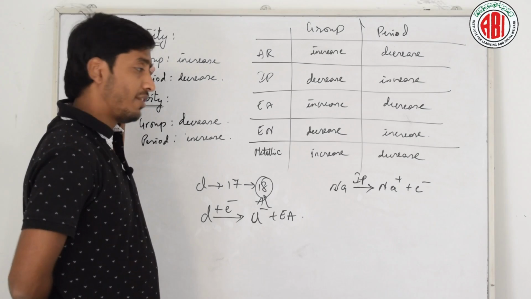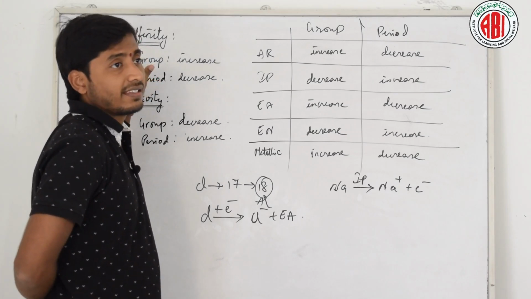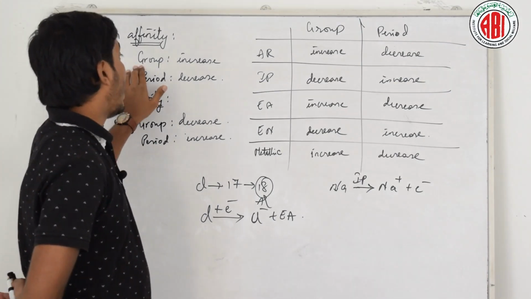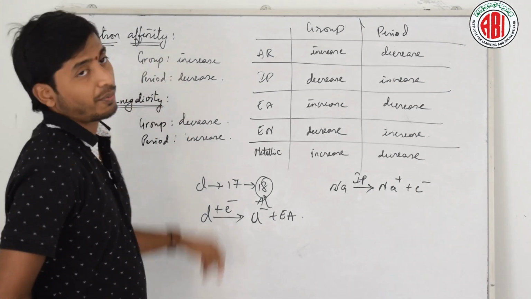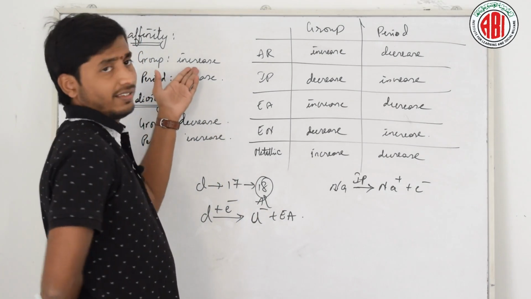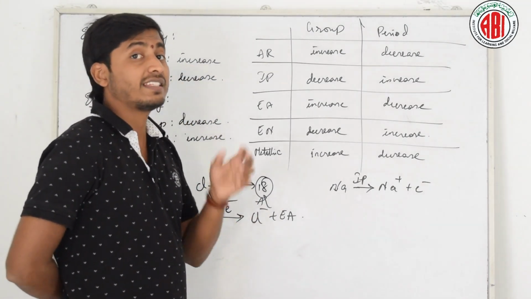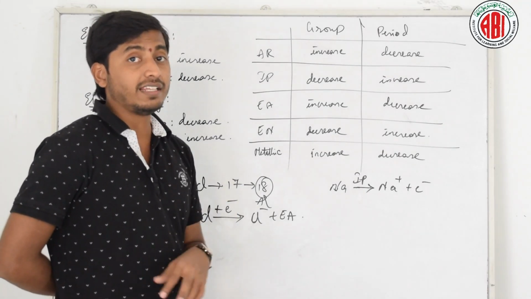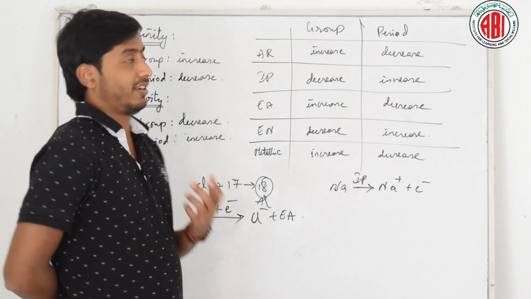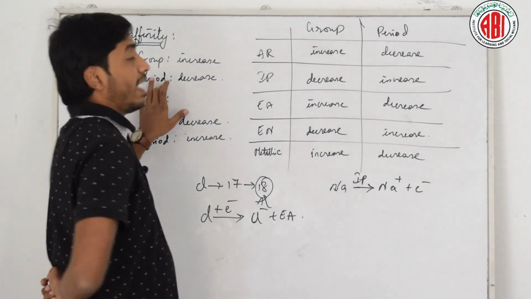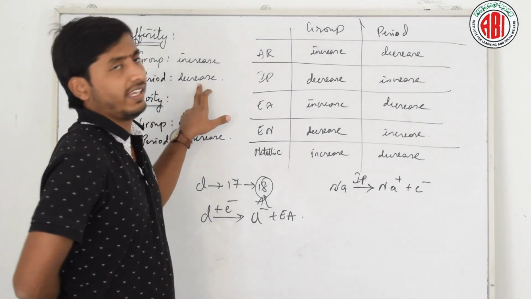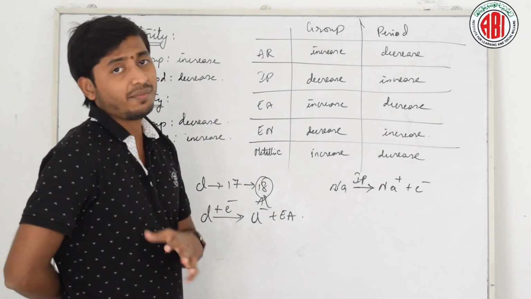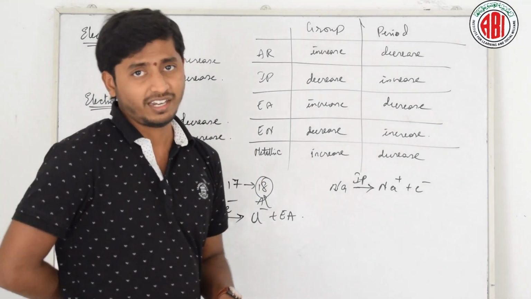Yes or no? Now tell me, as IP increases, electron affinity has to decrease, right? Now see here, in a group IP decreases from top to bottom, obviously it will increase, isn't it? IP is energy required to remove an electron. Here EA is energy released when we add an electron, right? Whereas in a period IP increases, here it decreases. Yes, what could be the reason? Again you can write the same reason of nuclear charge or else atomic radius.